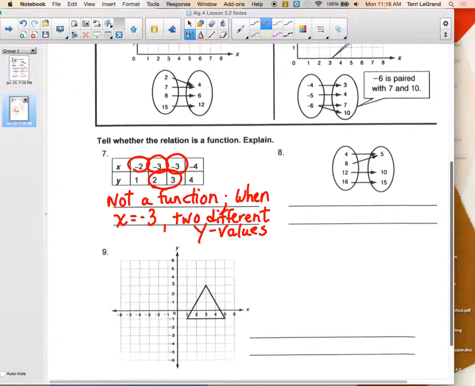During homework, we just put non-function. So I want you to explain too, just like we're doing here. Okay? So in your homework, you're going to not only say it is a function, or it is not, but you're going to explain. How about number 8?